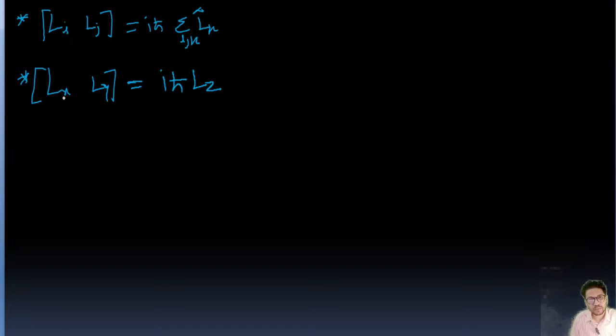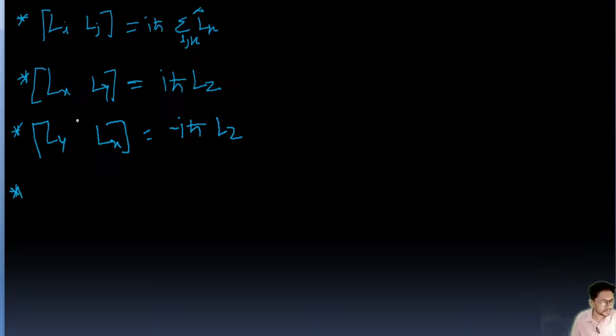X y, this is in cyclic order, right? If it would be Ly Lx, then this would be minus i h-cut Lz. For example, Ly Lx. These are very important properties, right? You need to note them down. You will get questions from it. So Ly, Lx, we have just reversed the order, and in that case it is going to be minus i h-cut Lz, because it is not in cyclic order. That is why this is the general form.